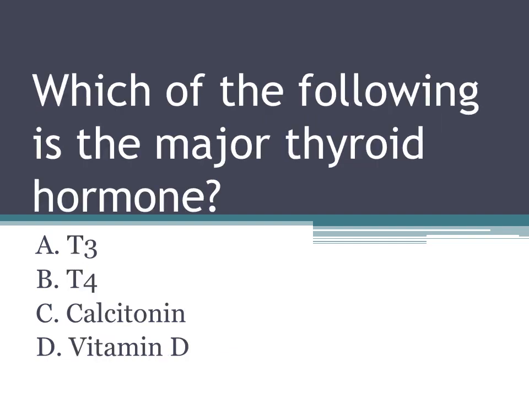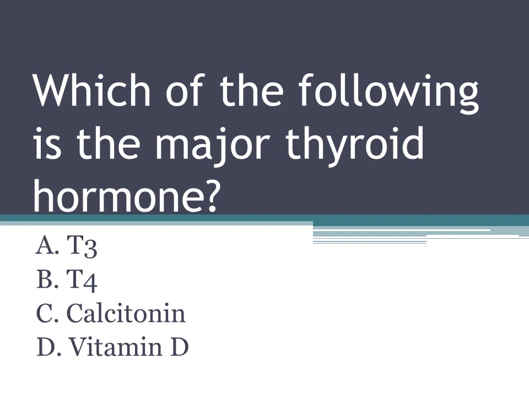Which of the following is the major thyroid hormone? Recall 2021. A. T3, B. T4, C. Calcitonin, D. Vitamin D. So, sino ang major thyroid hormone? The correct answer is T4, thyroxine. So, letter B. Pero kapag sinabi natin most active, that is your T3. But the major, T4. Tandaan lang, kapag major, marami. T4, mas lamang. Pero kapag sabihin natin active, that is your T3.